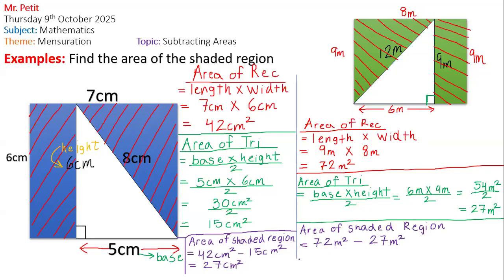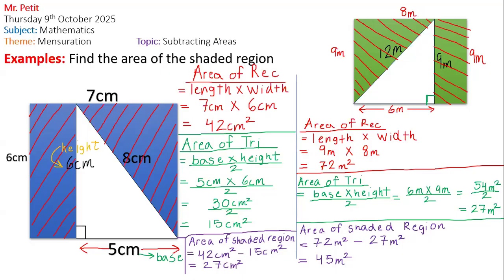Is equal to what? 72 minus 27 is what? 45. 45 meters squared. All right, good. Any questions on this?